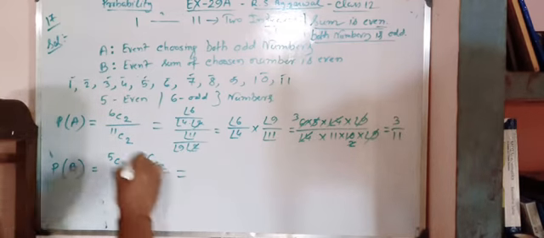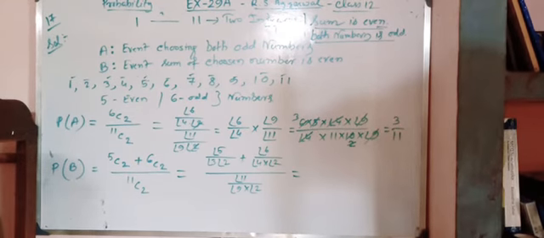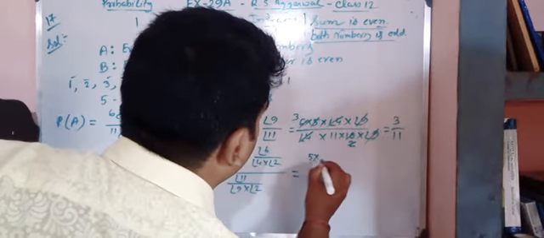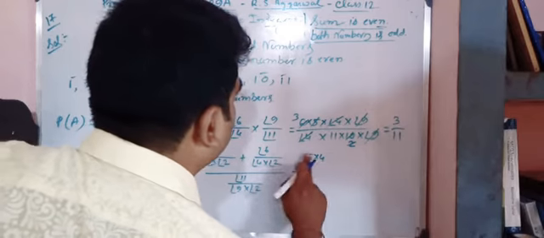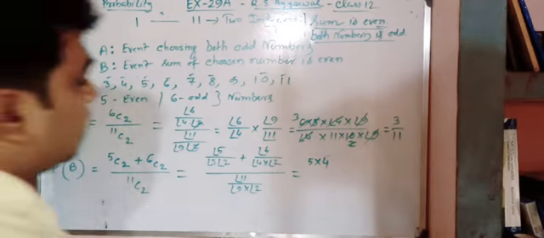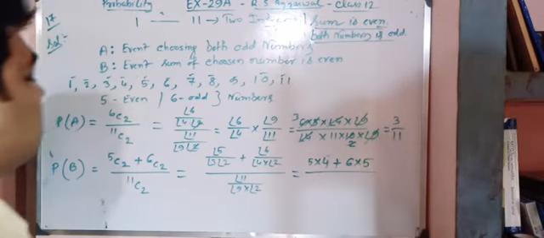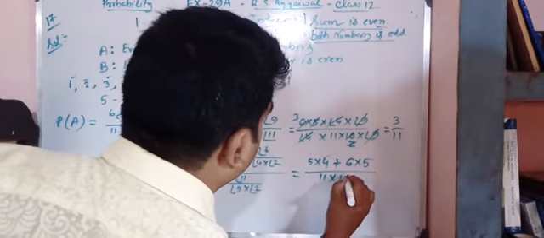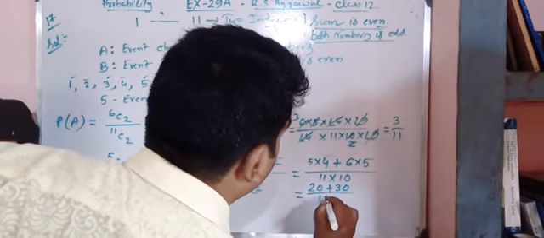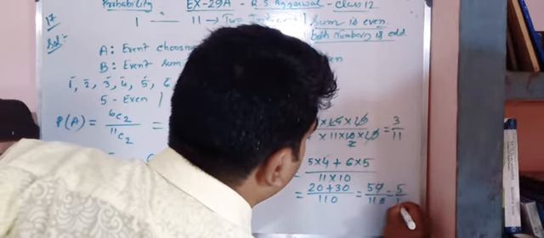Now let us do the calculation. Factorial 2 is cancelled out, so factorial 5 means 5 into 4 divided by factorial 3, factorial 3 cancels out, so 5 into 4 here, plus 6 into 5 there, because factorial 4 and factorial 6 cancel out, and here 11 into 10. Now if we calculate, this is 20 plus 30 by 110, that means 50 by 110, that means 5 by 11.